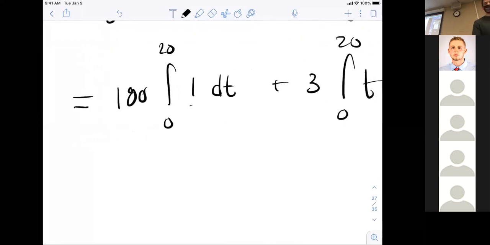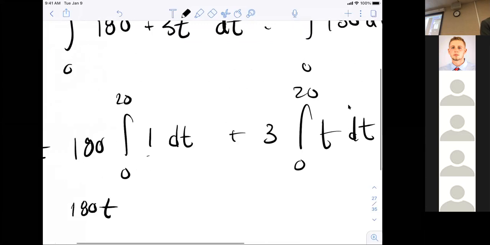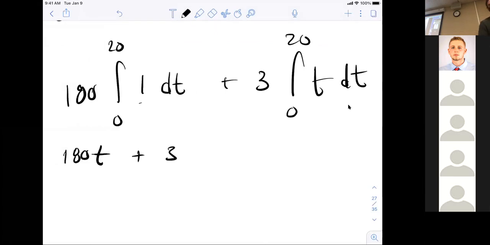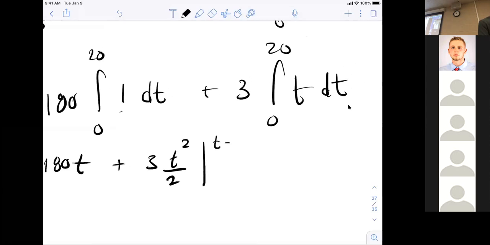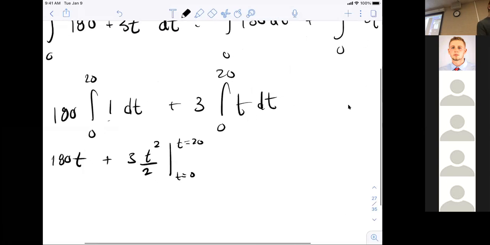So what's an antiderivative of just 1? X. Yes, but we're using t's here, so I'm going to write a t. So the integral of 1 with respect to t is going to give me t, plus 3 times, what's an antiderivative of t? T squared over 2. Perfect. Add 1 to that exponent, then divide by the new exponent. Very good. I'm going to evaluate this at t equals 20 and t equals 0.